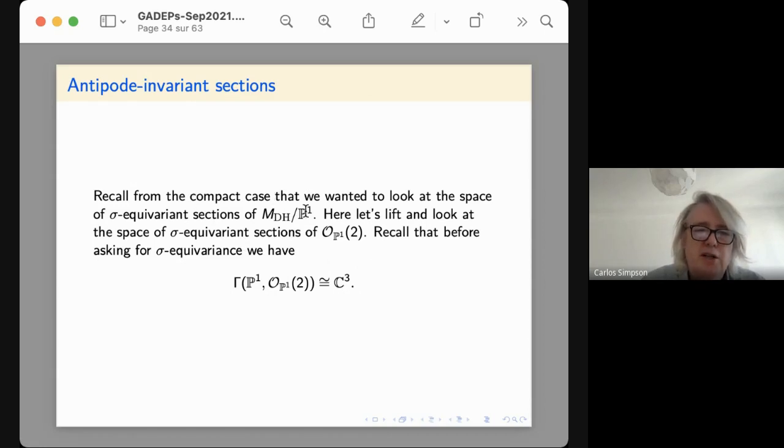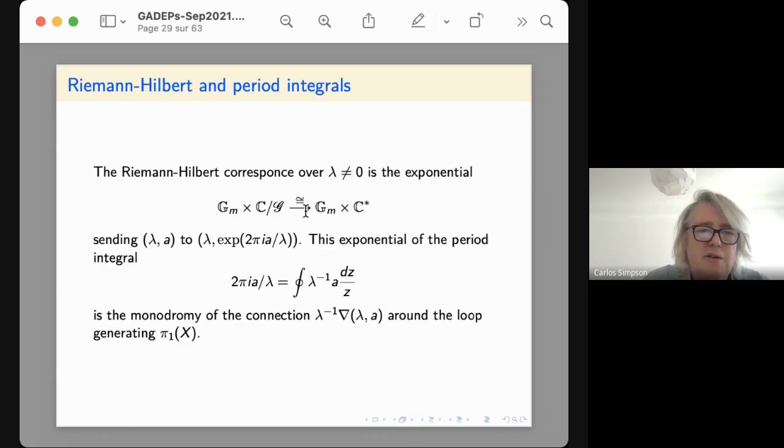So now remember, we wanted to look at the space of sigma-equivariant sections. Let me just go back, sorry for the switching here, to where we said that.